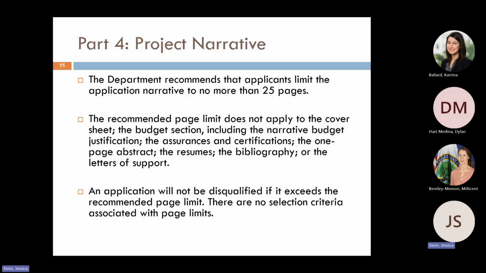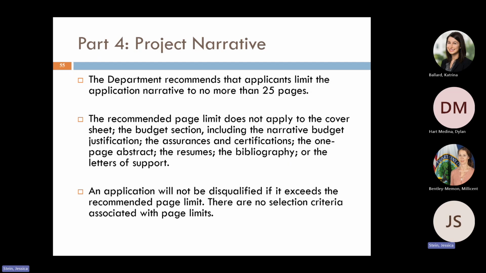Next, we will review Part 4, that is the project narrative. The department recommends that applicants limit the application narrative to no more than 25 pages. The recommended page limit does not apply to the cover sheet, the budget section, including the narrative budget justification, the assurances and certifications, the one-page abstract, the resumes, the bibliography, or the letters of support. An application will not be disqualified if it exceeds the recommended page limit. There are no selection criteria associated with page limits.